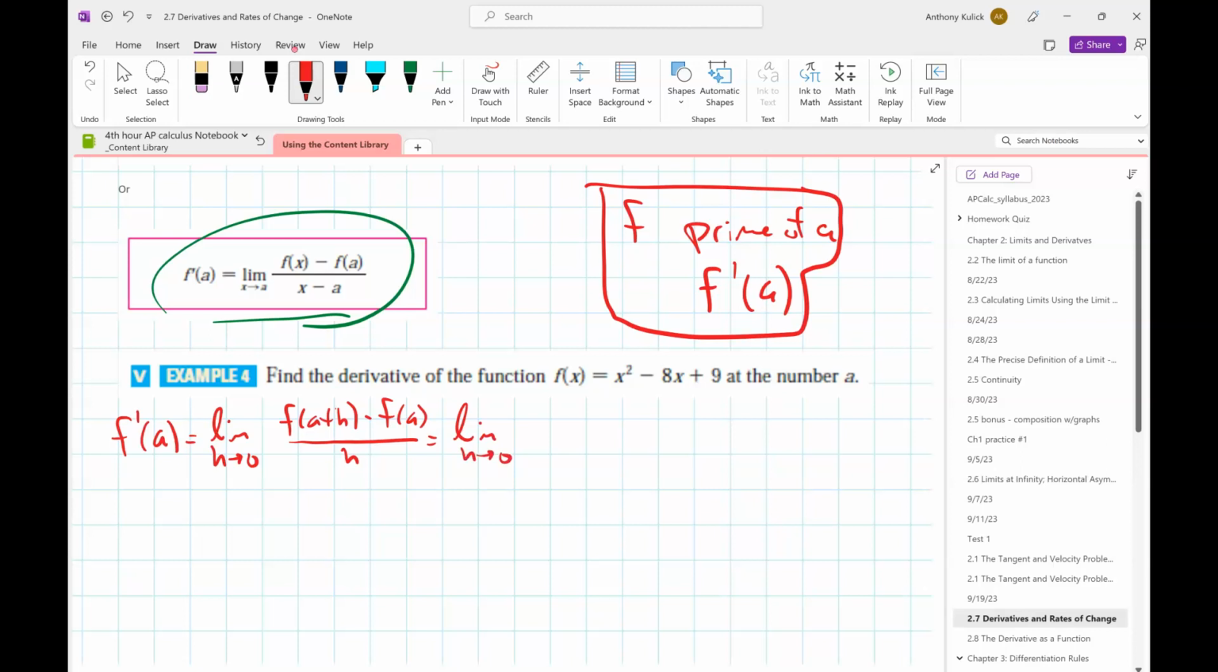What is f of a plus h? A plus h squared minus 8 times a plus h plus 9. And then what's f of a? A squared minus 8a plus 9. Does that look good to everybody? Nobody objects? You're wrong! Oh no. I really thought that was right. Now it's right.